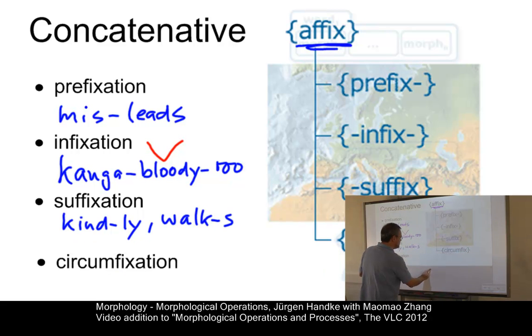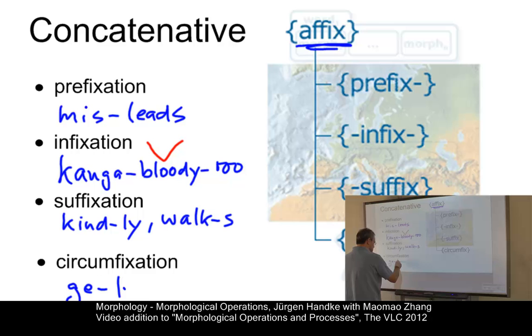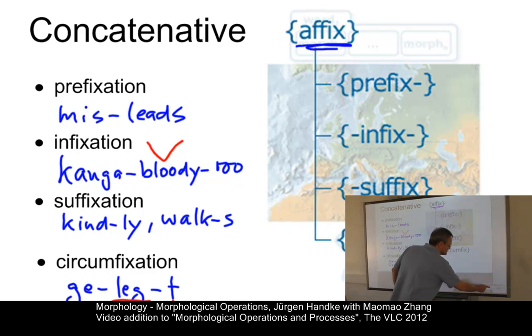And finally, we have circumfixes. Now, circumfixes do not exist in present-day English, but here's an example from German, my mother tongue, which expresses a verb. The base form of the verb is leg, which is the base form of the verb to put something somewhere. And this circumfix then expresses the past participle of this verb. So these are concatenative operations, as I said, the most important ones, affixation.